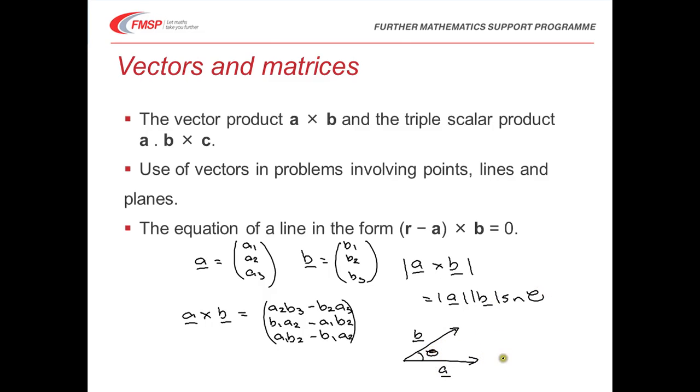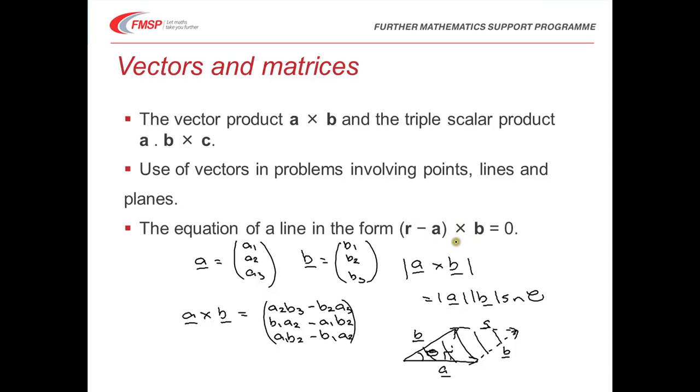What it also means is that if you were to put a copy of B here and a copy of A here to form a parallelogram, so this is also B, this is A, then the area of this parallelogram is the length of A cross B, because of course its height will be the length of B times sine theta with a base of length of A. You also need to know how to use that in problems involving points, lines and planes.